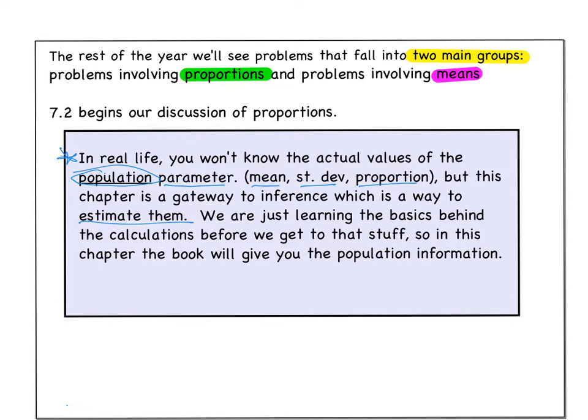But in chapter 7, they're going to tell us those values, which is a little unrealistic, but we just have to go with it so that we can get the idea behind these things figured out. We are going to be dealing with problems primarily that involve means and proportions. We're going to start by talking about proportions today. Okay.